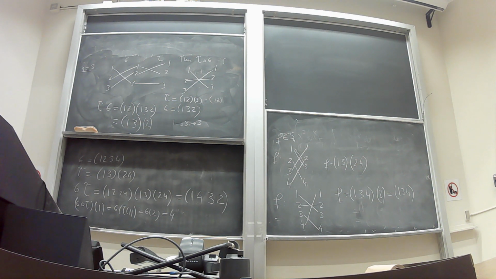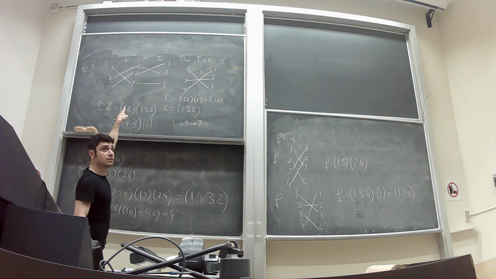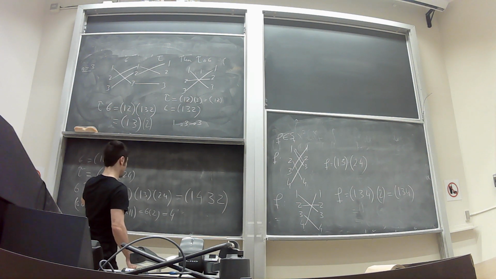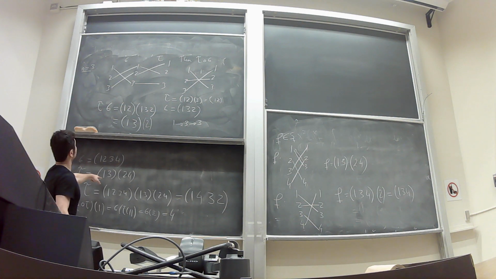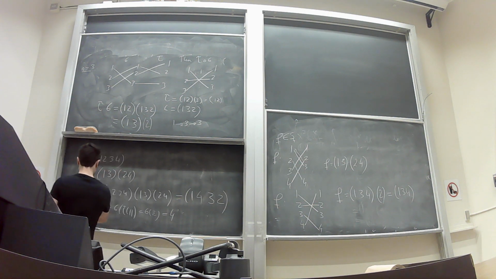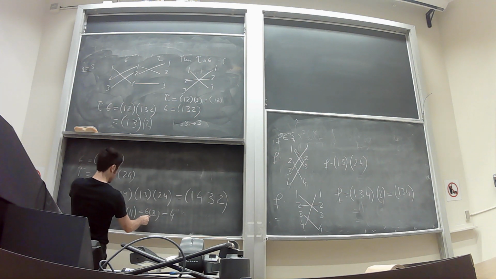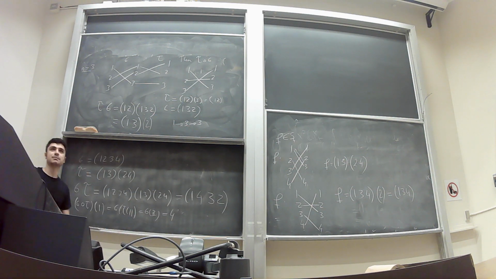Just why is tau of 1 equal to 2? Look at tau, the definition of tau. Oh, here. Tau of 1 is 3. What am I saying? Oh, I'm looking upstairs. Sigma tau of 1 means sigma of tau of 1, which is sigma of 3. And sigma of 3 is 4. Okay?